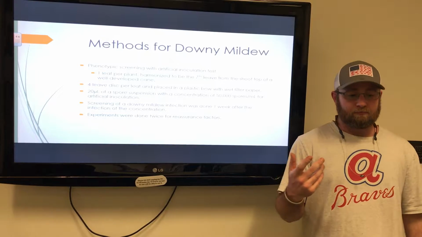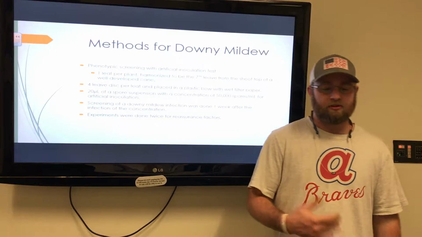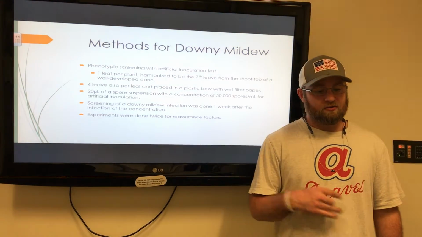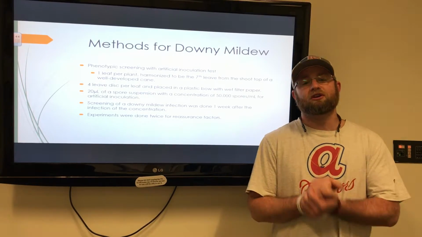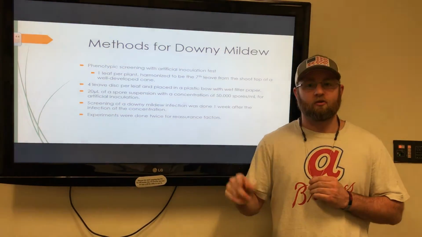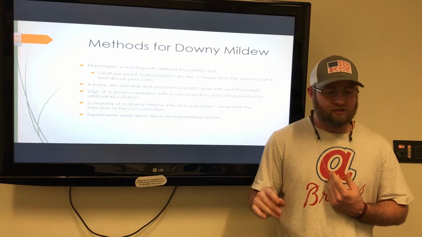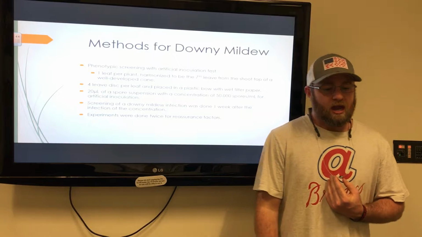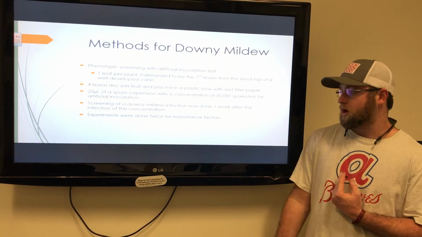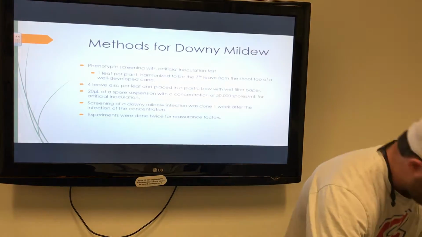After that, they took 4 leaf discs per leaf and placed them into a plastic box with a wet filter paper. They used 20 microliters of spore suspension with a concentration of 50 spores per milliliter for artificial inoculation of downy mildew. After 1 week, screening took place of the downy mildew, and this experiment was done twice, just for reassurance, for consistency.